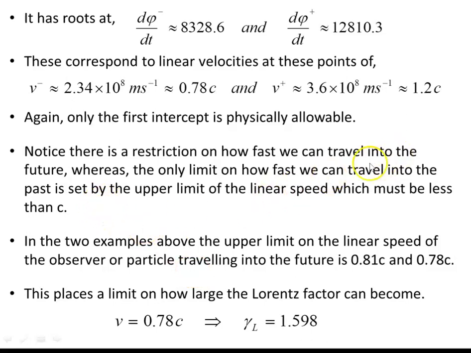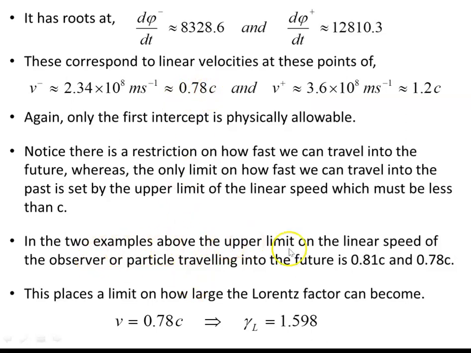Notice there's a restriction on how fast we can travel into the future, whereas the only limit on how fast we can travel into the past is set by the upper limit of the linear speed, which must be less than c. So we can have linear speeds up to and less than the speed of light, if we have mass. Whereas here in the positive direction, we're limited only to about 78% the speed of light.